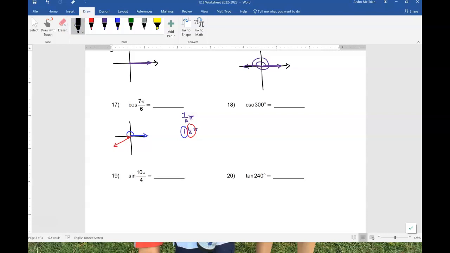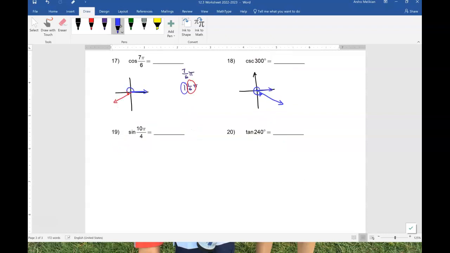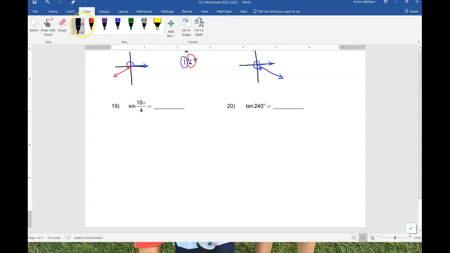I have cosecant. Okay, so I have 300 degrees. So I start here. 300 degrees is in this quadrant right there. Okay? Next, I have 10 pi over 4. So that's 10 over 4 pi. But I can simplify that, right? To 5 over 2 pi, which is 2.5 pi. Is that right? So I start here. I go 2 pi, and then another half pi, and I end on the y-axis right here. Okay?